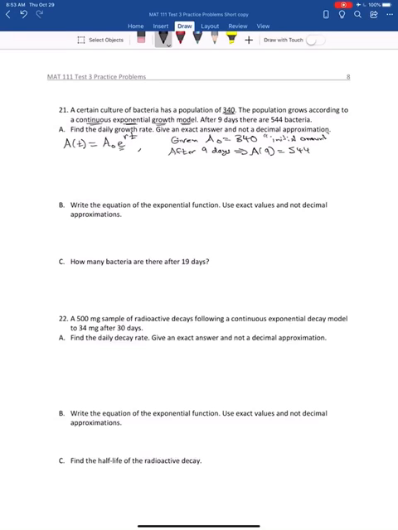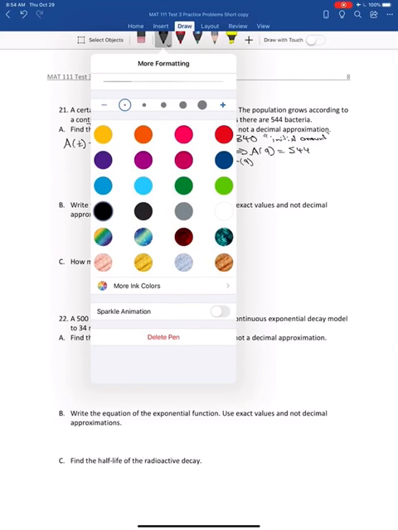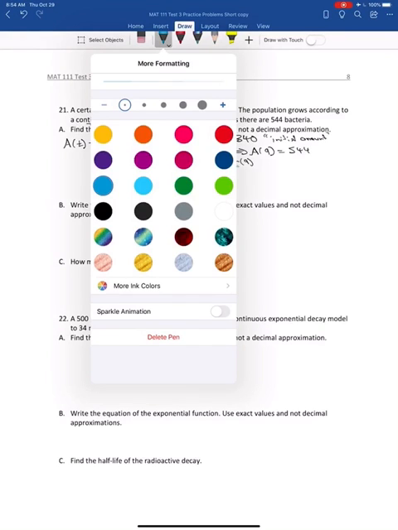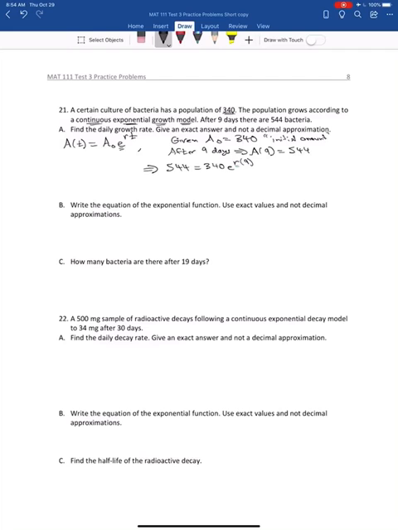So let's plug that into our model. This is our continuous exponential model. If A of 9 equals 544, then 544 equals the initial amount, 340, times e to the r times t, which is 9. You can see in this model we've got one unknown, the rate, what we're trying to find. It says find the daily growth rate, find that value of r. So let's go ahead and solve it.